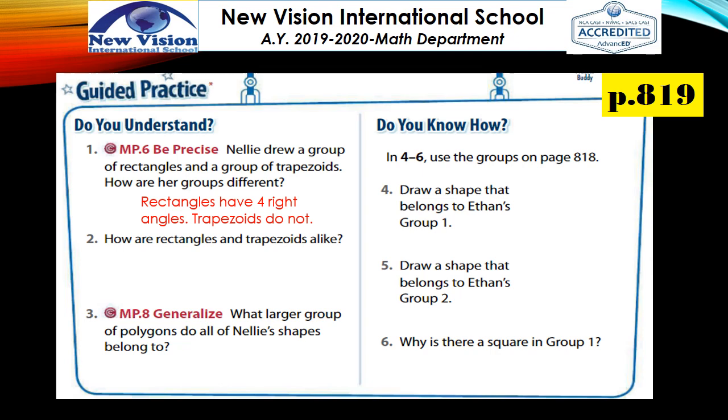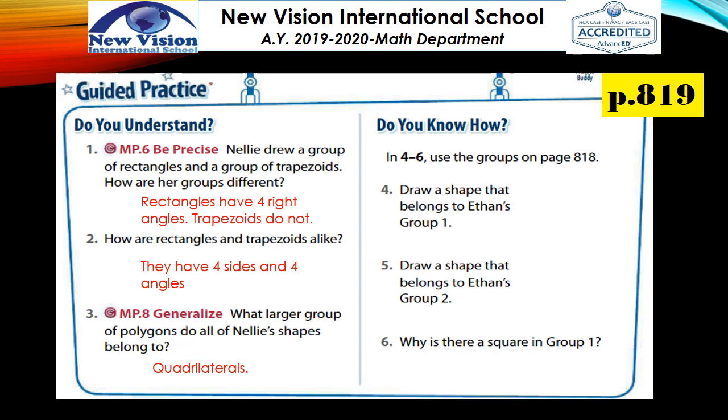Rectangles have 4 right angles and trapezoids do not. Number 2, how are rectangles and trapezoids alike? They have 4 sides and 4 angles. Good. Number 3, what larger group of polygons do all of Nellie's shapes belong to? What group of polygons do the rectangles and the trapezoids belong to? They belong to quadrilaterals. Very good.